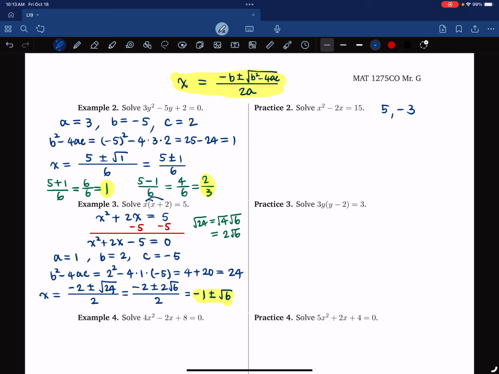And as we expected, this is definitely two real irrational solutions. Okay, use practice 3 as a practice. I'm going to write down the solution.